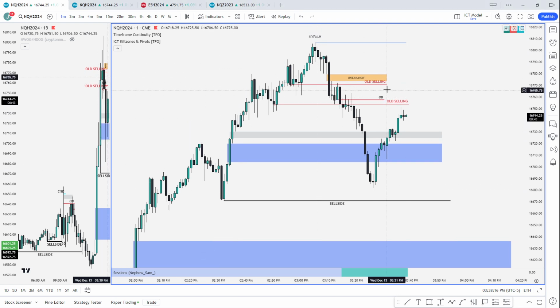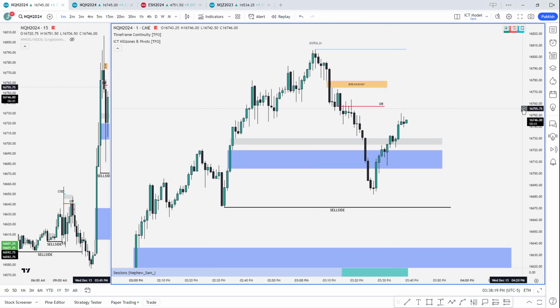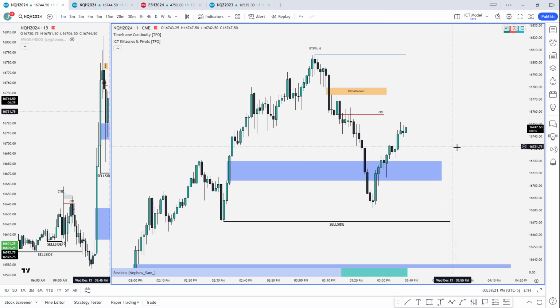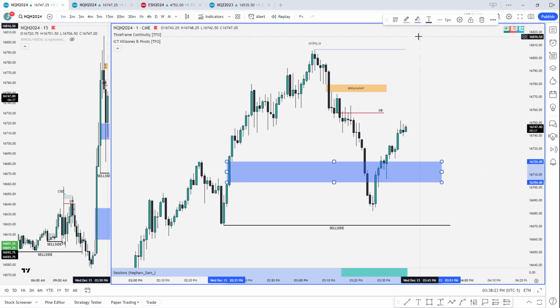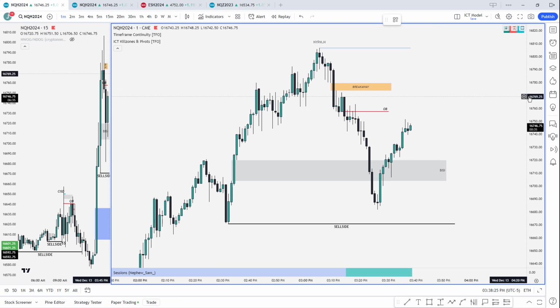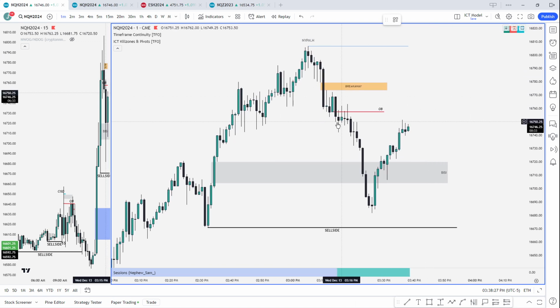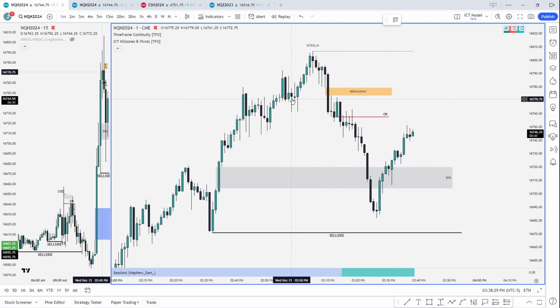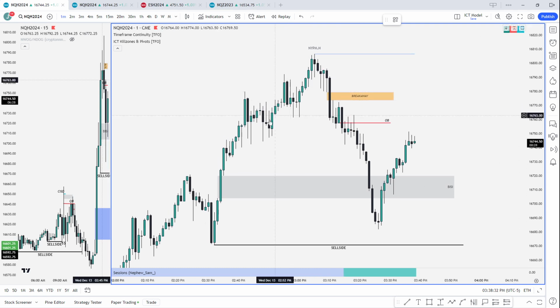All right, let's take a look. Let me remove some of this stuff. Let me clean this chart up. So CISD is your last down closing candle getting respected in the move. So respecting bullish order flow here, right? We have a down closing range, respected it. Now we have this move up.